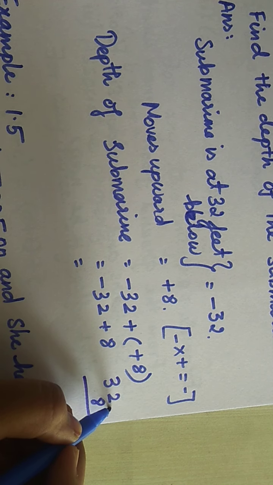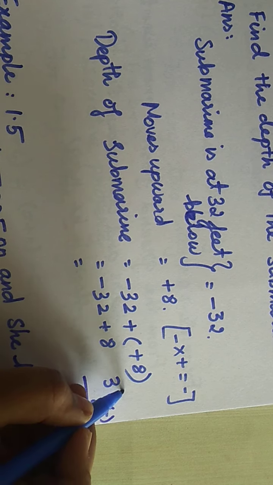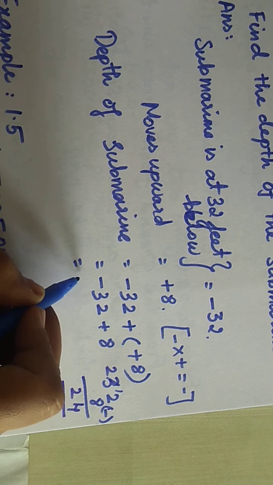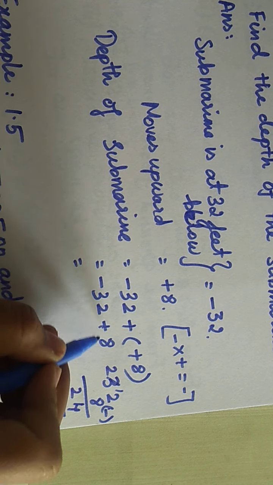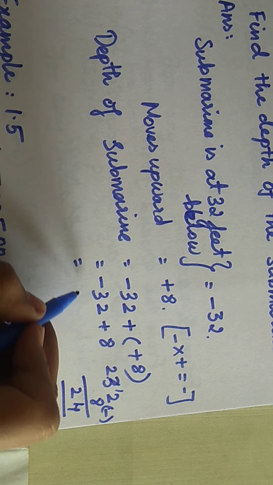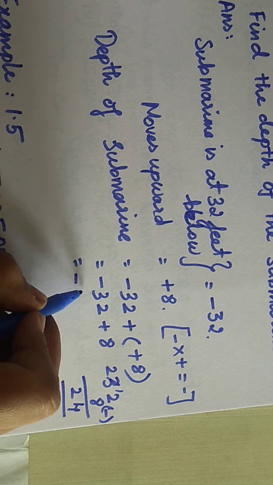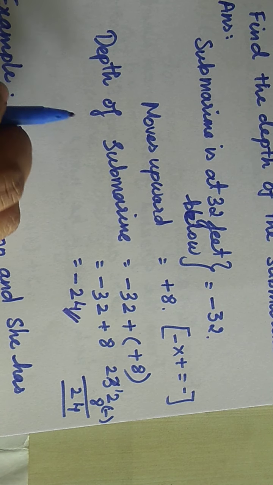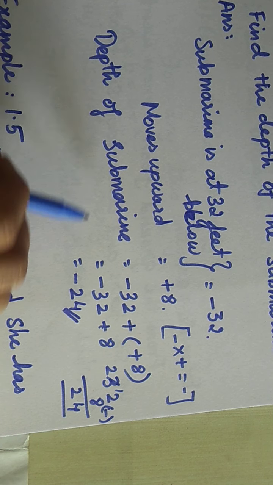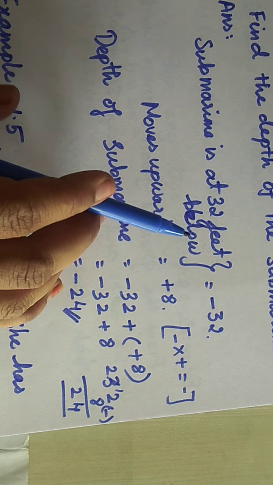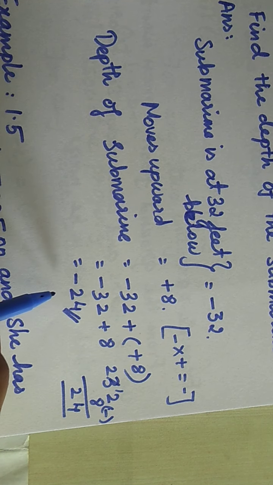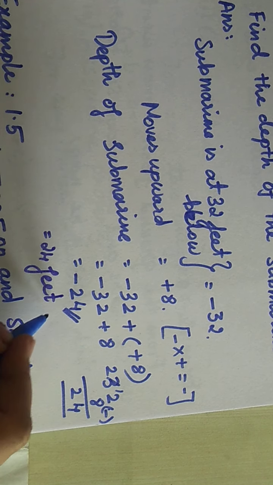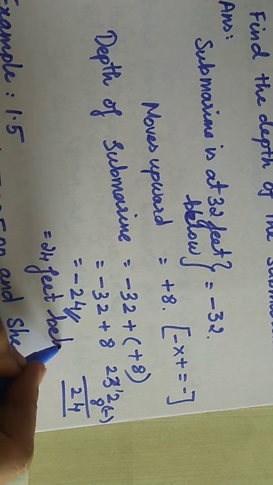Now we have to subtract it. So we compare the symbol of the biggest number, that is subtraction. Then we have to write 24. Now the answer will be, the submarine is at minus 24, which means we can convert it as 24 feet below, that is 24 feet below the sea level.